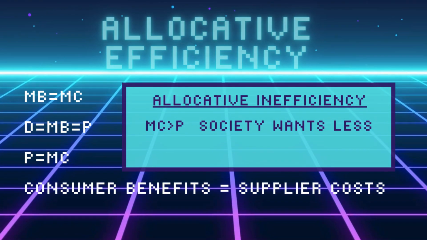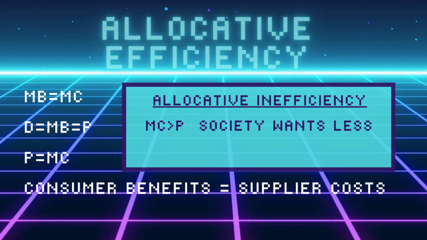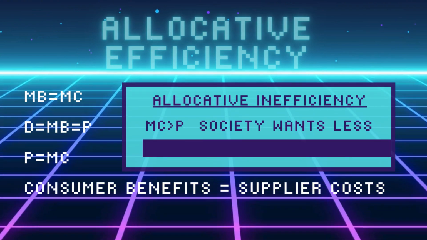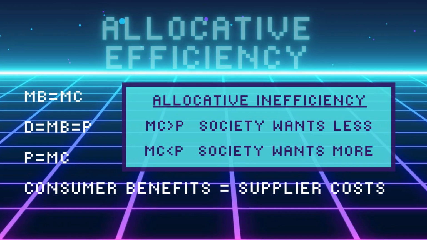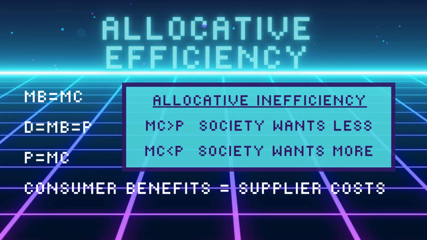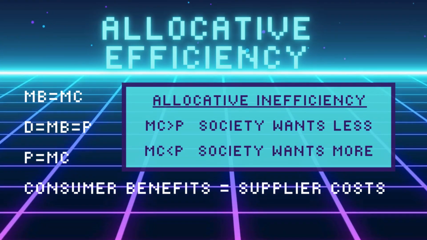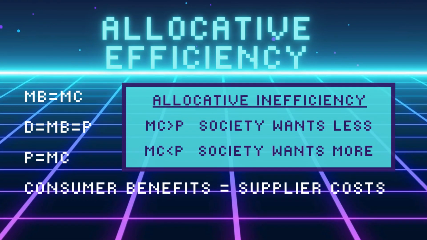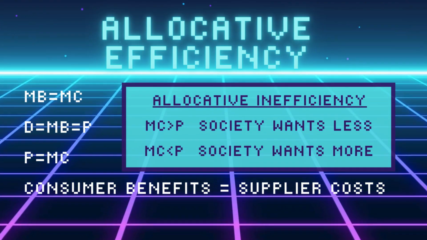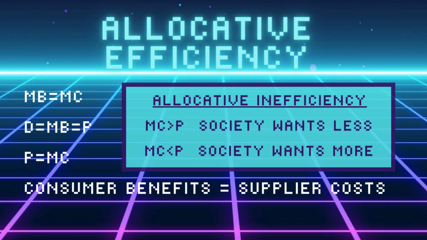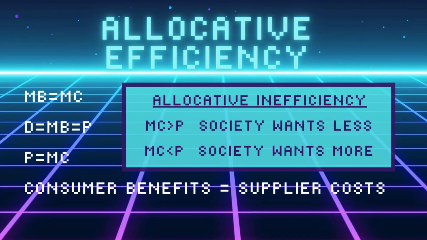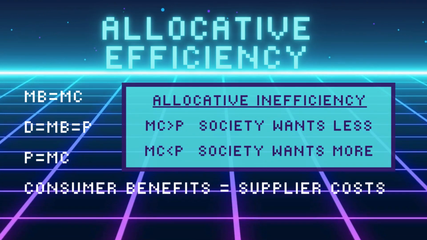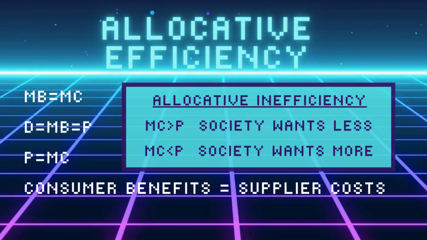On the other hand, if the price is higher than the marginal cost, this means that the value of the benefits received by the consumers is more than the cost of production. Consumers want more, and in order to give the society what they want, the suppliers should increase their production, even though this would also increase their production costs. But until the supplier increases production, there is an under-allocation of resources going towards the production of the good.